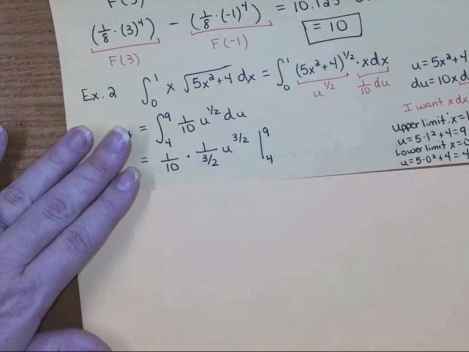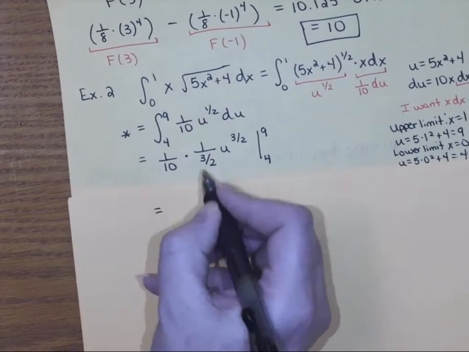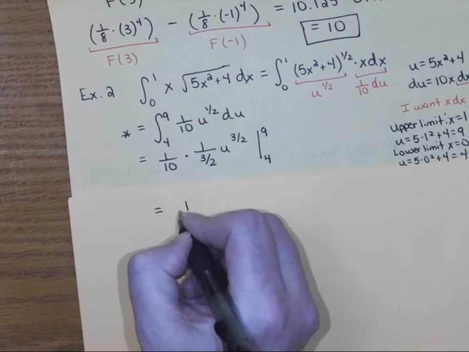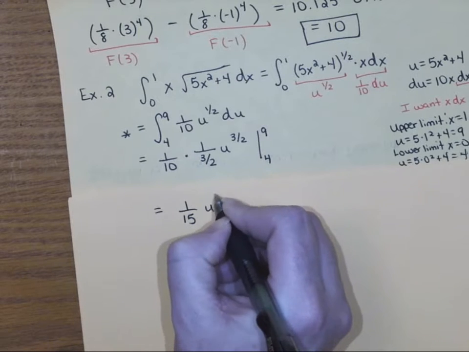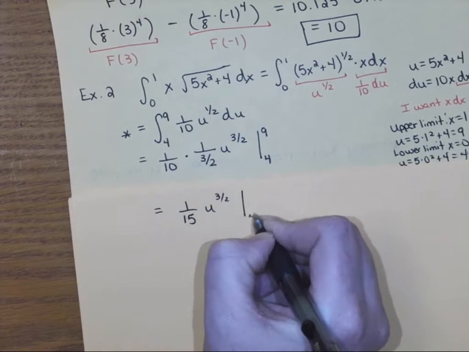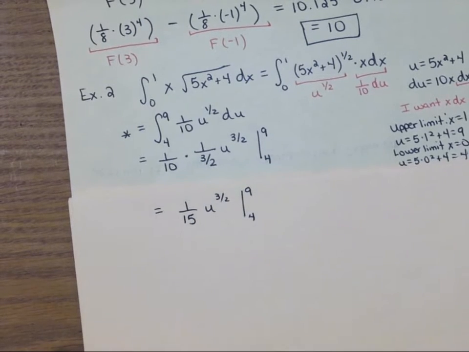But let's go ahead and clean that up. Okay, so if we use a calculator, I would clean that up with a calculator. This is really just going to be 1 over 15 u to the 3/2, and we're still going to take it from 9 to 4.